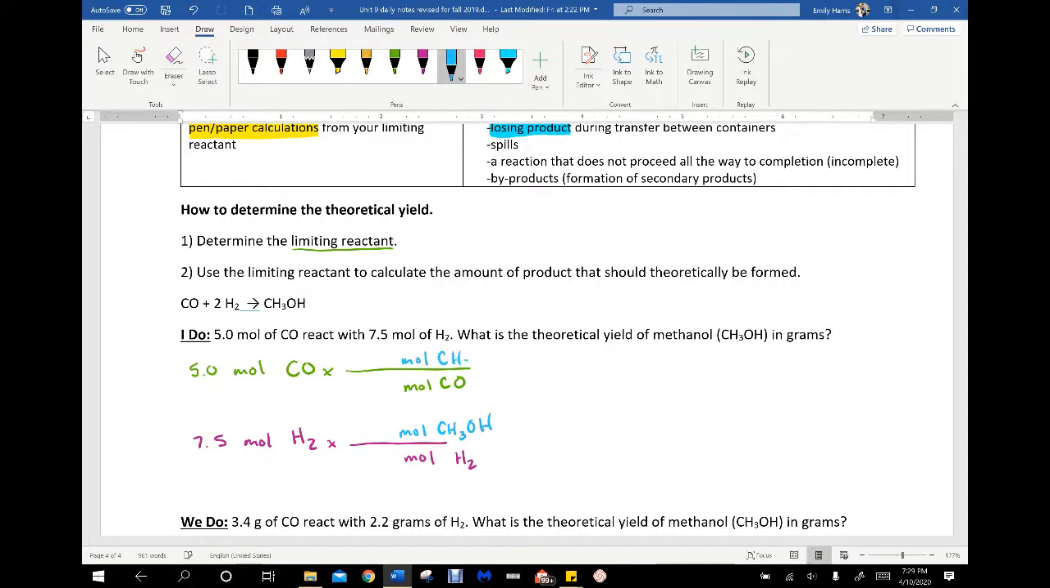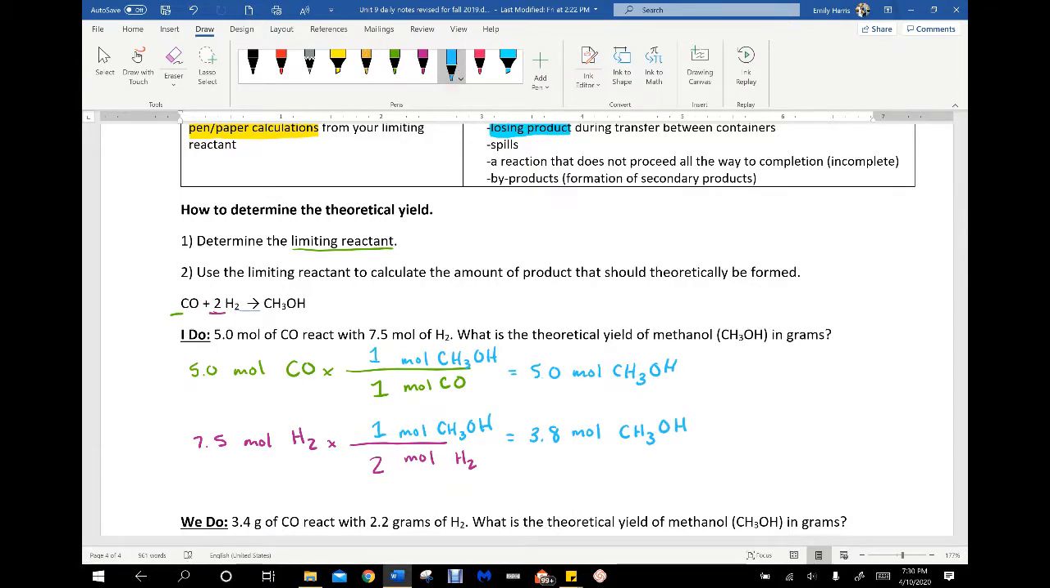Since I was already in moles, I'm ready to go immediately to the mole ratio. For every 1 mole of methanol, I need 1 mole of carbon monoxide and 2 moles of hydrogen. Those mole ratios come from the coefficients of your balanced chemical equation. I plug that into my calculator. The first one, 5 times 1 divided by 1, is just 5 moles of my product. For the second one, 7.5 times 1 divided by 2 gets me 3.8 moles of CH3OH.